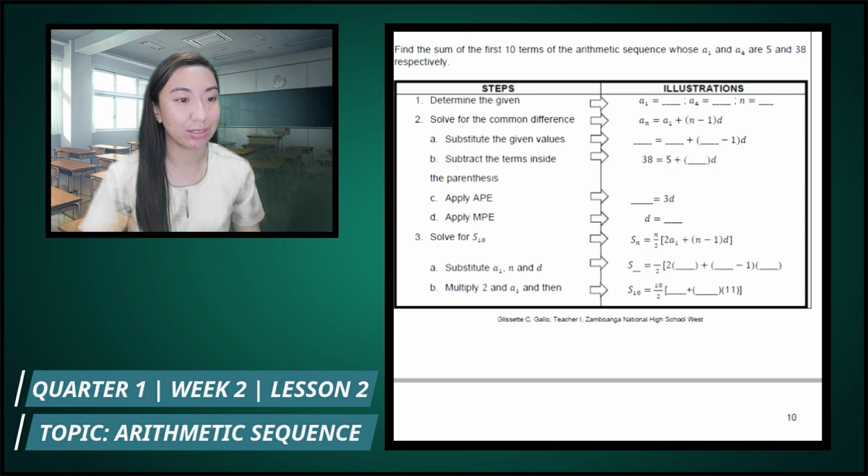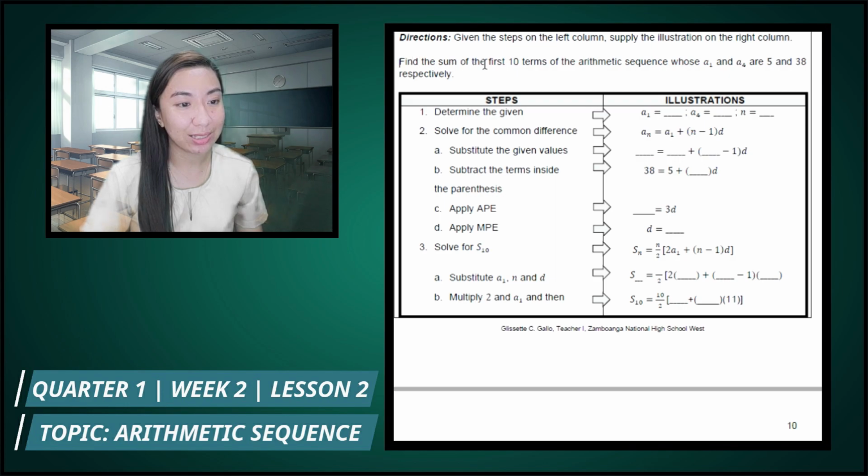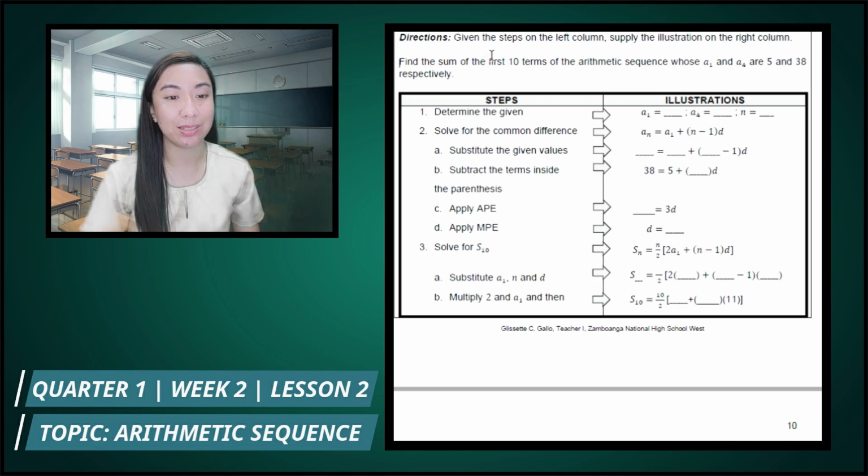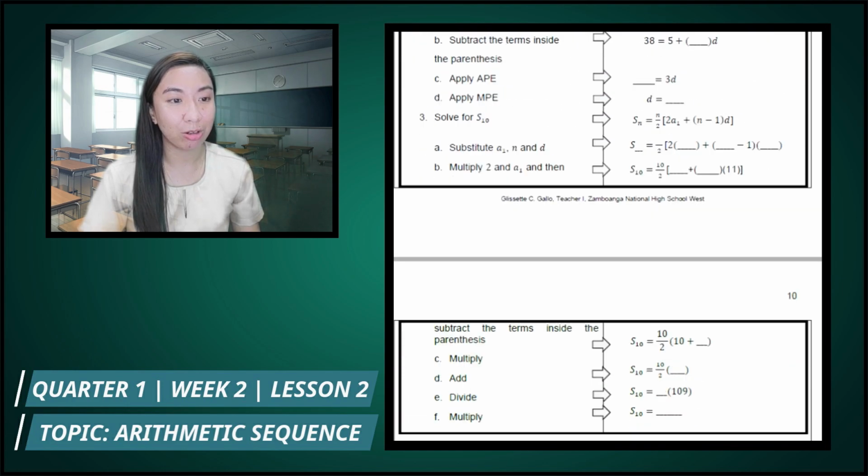Okay, so directions. Given the steps on the left column, supply the illustration on the right column. So first is find the sum of the first 10 terms of the arithmetic sequence whose a sub 1 and a sub 4 are 5 and 38 respectively. The steps here are already given. So what you need to do is to fill in. You are the ones who will write the solution. So you are guided as to what you are going to do. You're going to write your answers on the blank. Just complete that. At the end of your solution, everything should be complete.